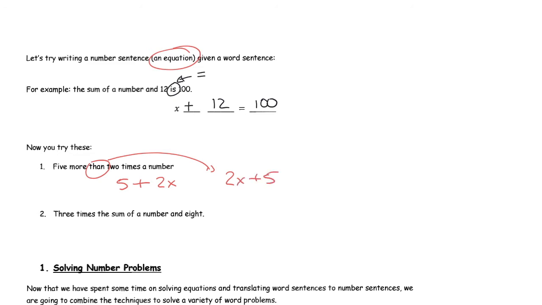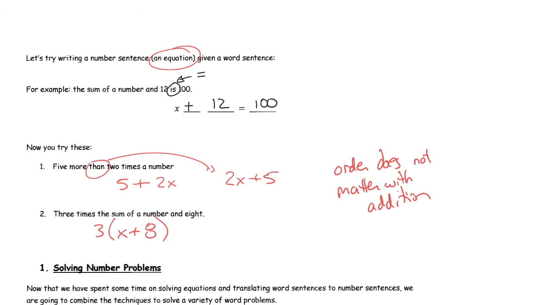Now, it doesn't really matter with addition because order does not matter with addition. With subtraction, it does. So when we were working on that previous question, it did matter that I flipped those things around. 3 times the sum of a number and 8. So 3 multiplied by the sum of a number and 8. There we go. And so this is 3 times x plus 8.